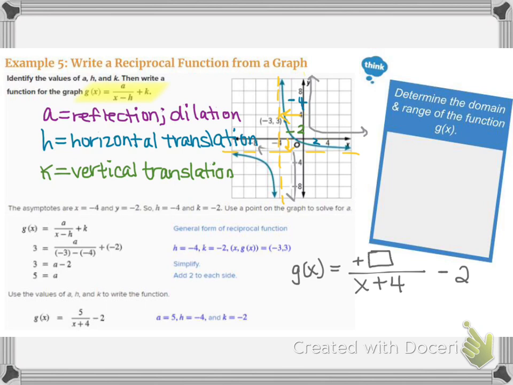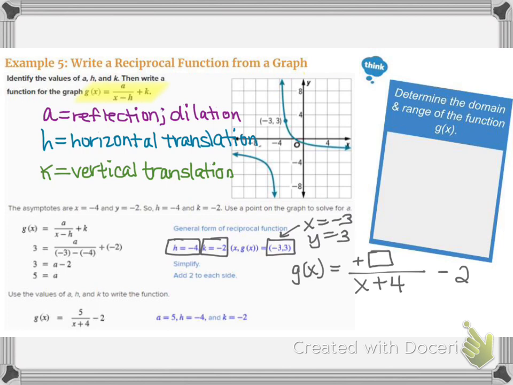The only thing we haven't figured out right here is if there has been a stretch or compression. But we could calculate for it. Since we know that H is -4, K is -2, and we could pick any point on this graph. Notice they chose the point (-3, 3), or in other words, X is going to be -3 and Y is going to be +3. With that, I have one variable, my a, in the numerator that I'm solving for. I plug in all those values, and then I solve for a. In this case, we found that a equals 5, or there's been a stretch of 5.